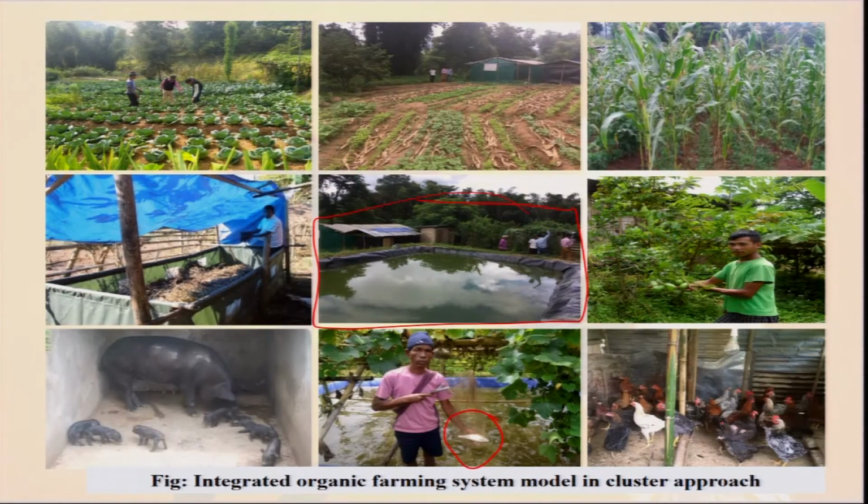Suppose you have a small model, you have taken 10 cows. Then my question is, you will say you want more income, but what will be the problem? Where will you get the fodder?